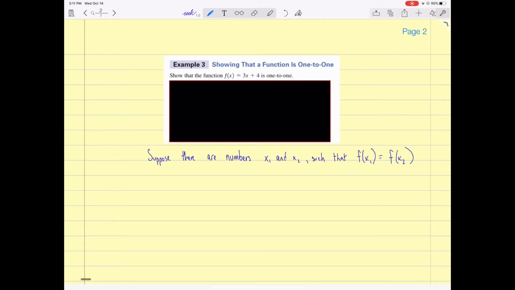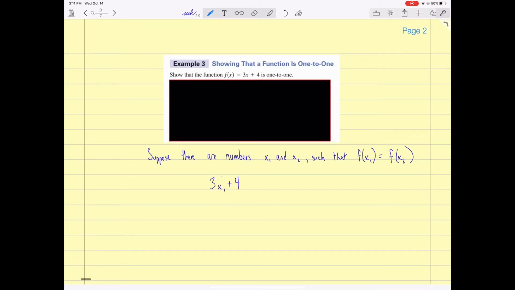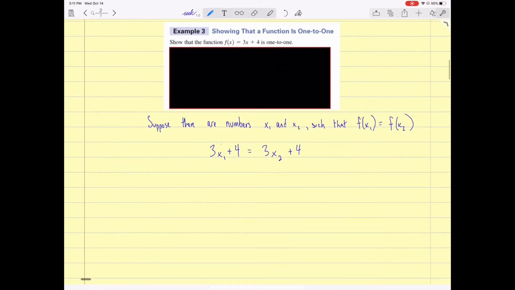So let's just do that. This would be 3 times x sub 1 plus 4 equals 3 times x sub 2 plus 4. And then we go through this, and this seems like a really useless operation, but we'll talk about it at the end here. So this would be 3x sub 1 equals 3x sub 2, if we subtract that 4, and then we divide by 3. So x sub 1 equals x sub 2. That tells us that the function is one-to-one.